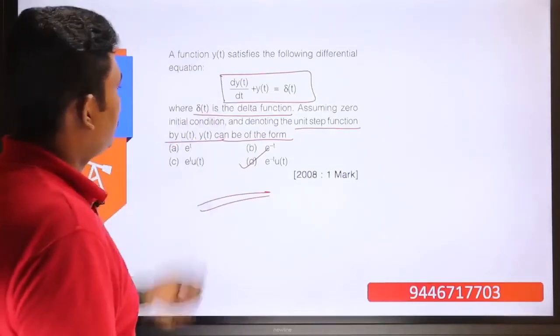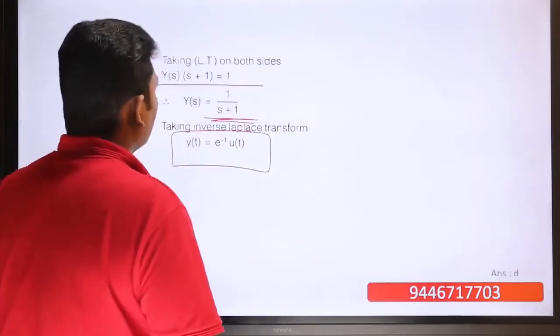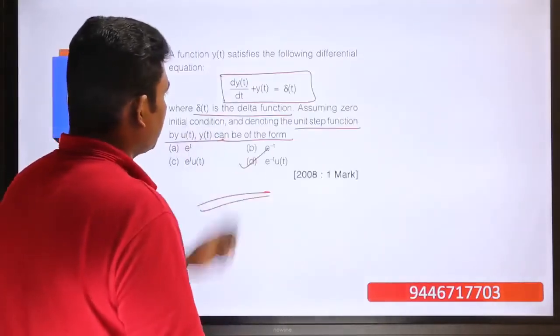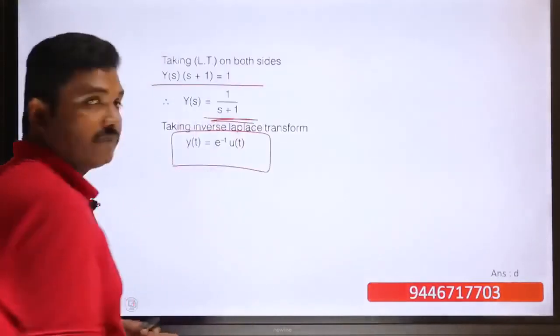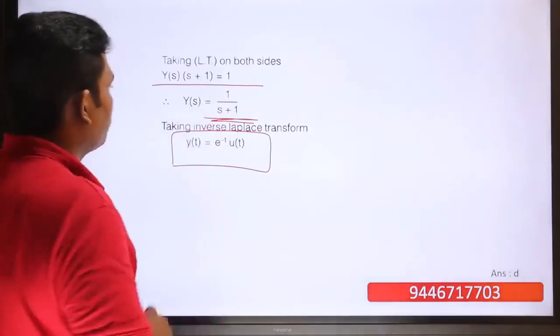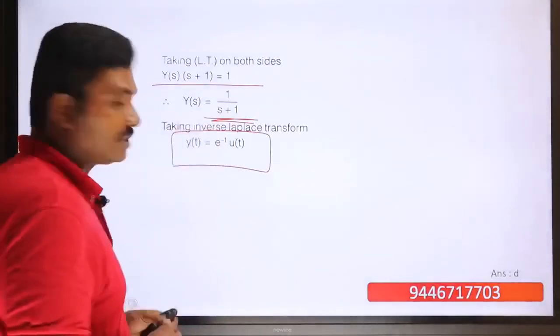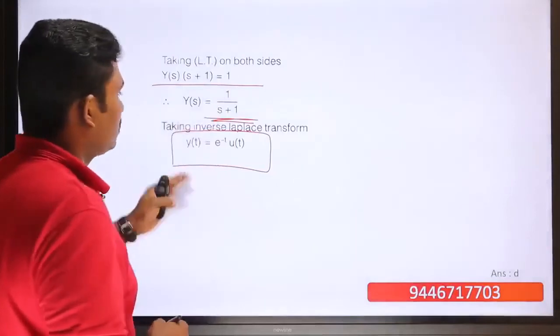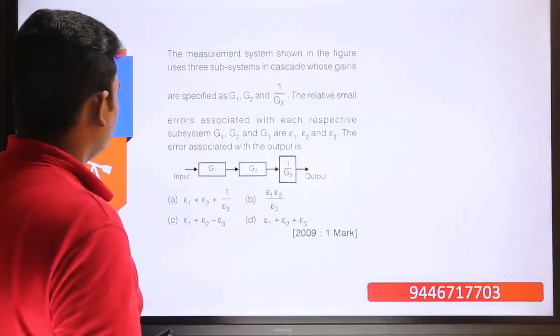So you just take the Laplace transform on both sides, and you will get y of s into s plus 1 is equal to 1, where y of s can be written to be 1 divided by s plus 1, and then taking the inverse Laplace transform, y of t becomes equal to e raised to minus t u of t. So option D is the answer for this question.